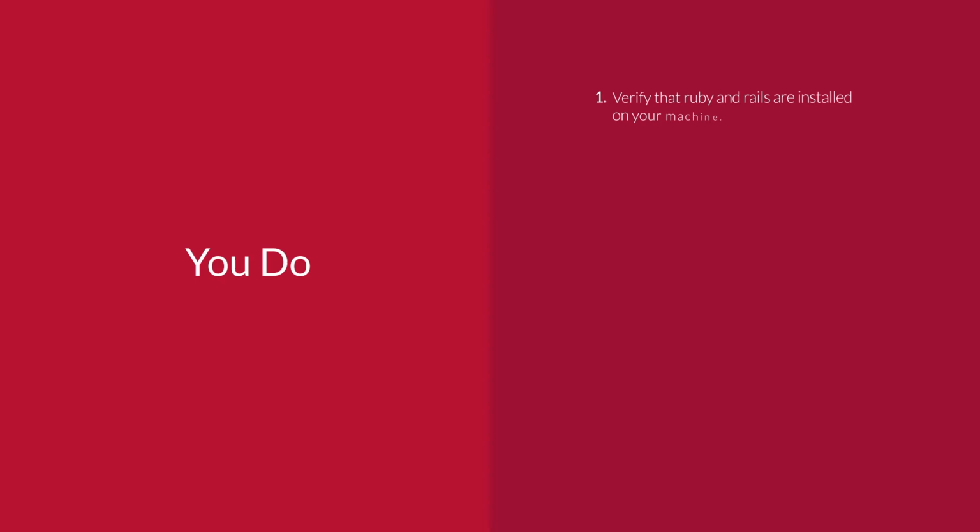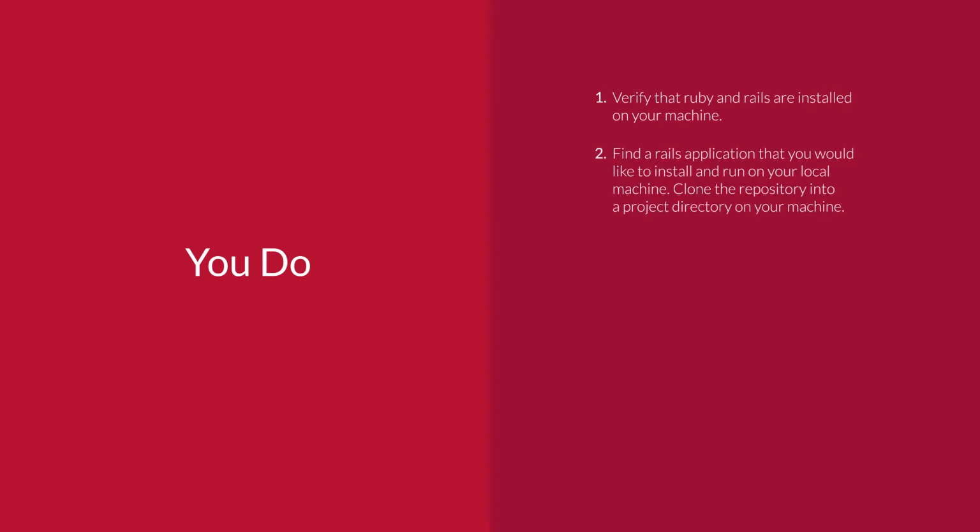Now, on your own, you need to do the following. First, verify that Ruby on Rails is installed on your machine. Second, find a Rails application that you'd like to install and run on your local machine. Clone the repository into a project directory on your machine.